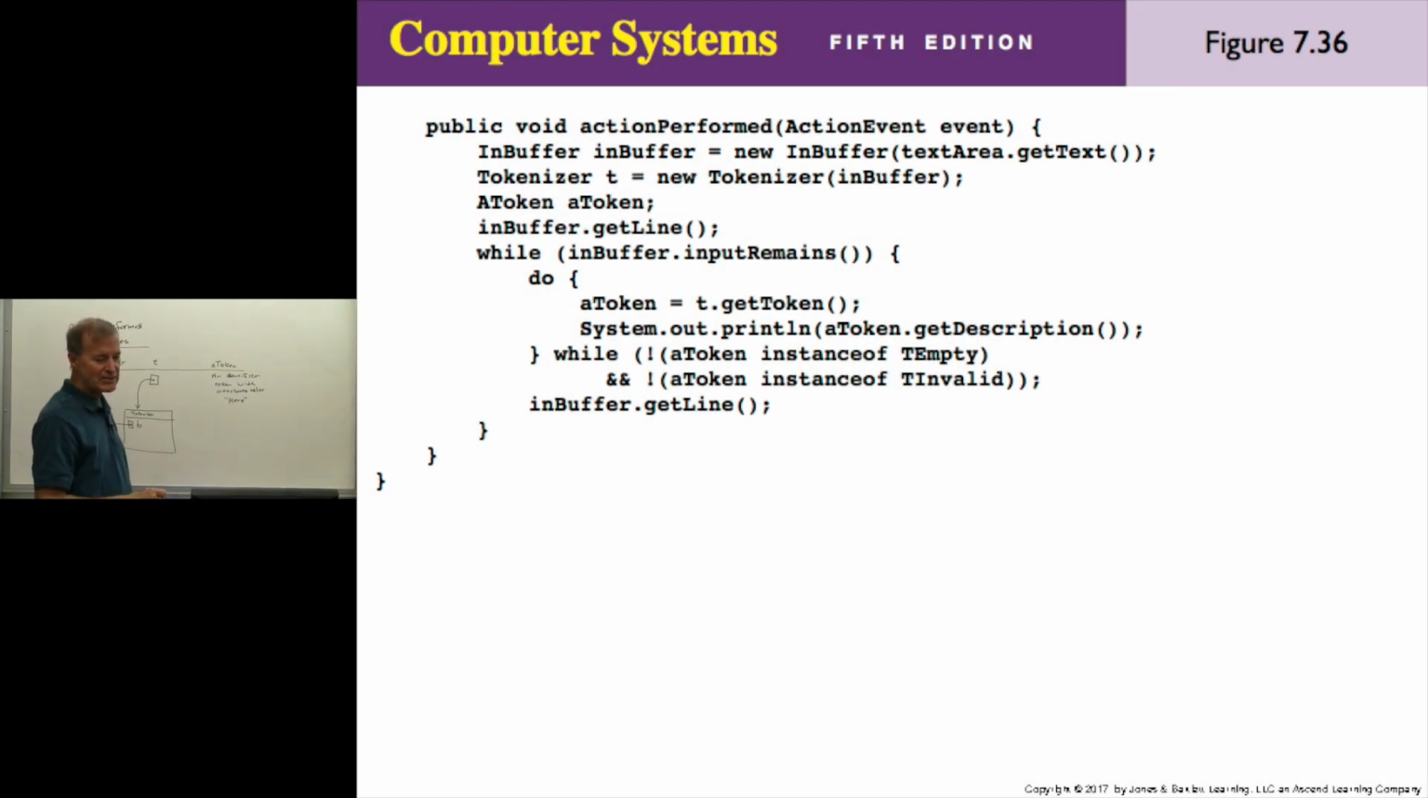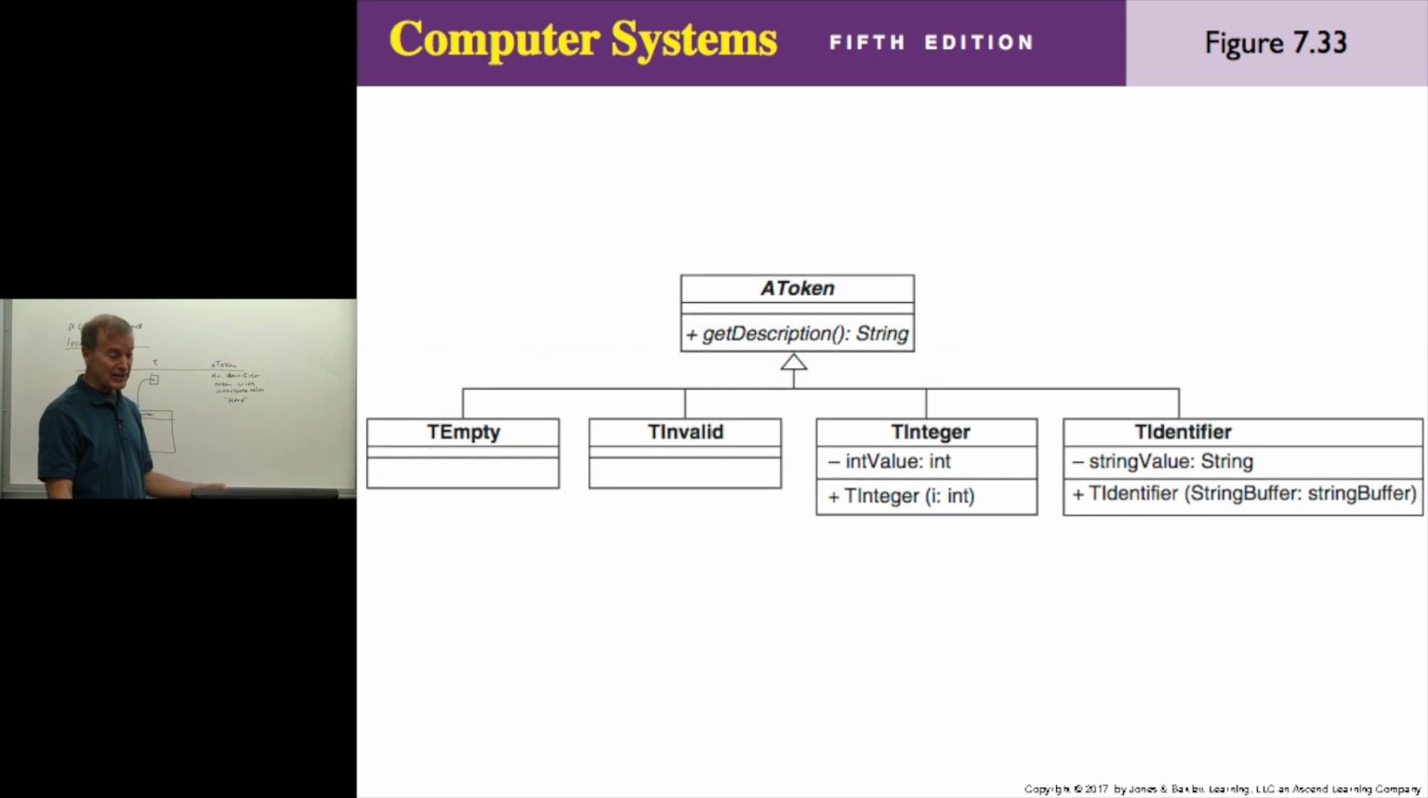And then System.out.println what? A token dot what? getDescription. But wait a minute. We have a number of getDescriptions, don't we? I think we have a problem here, don't we? Because look, is it going to do the getDescription of T empty, or the getDescription of T invalid, or the getDescription of T integer, or the getDescription of blah, blah, blah? What's it going to do? Oh no, it doesn't know. We don't know.